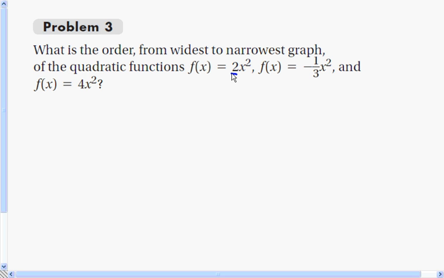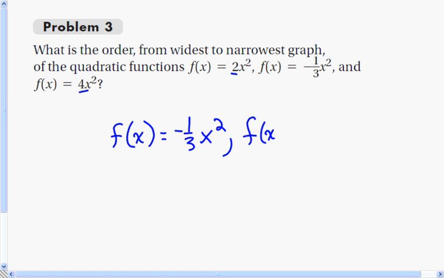So basically think about this, which has outputs increasing or decreasing the fastest. So if the outputs increase faster, then it's going to be narrower. And so the higher the number, the higher the coefficient of the x squared term, the narrower it's going to be. So the widest one will be f of x equals -1/3 x squared. Then f of x equals 2x squared. And then f of x equals 4x squared.